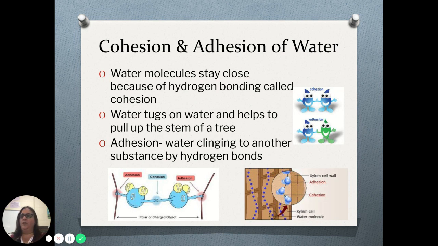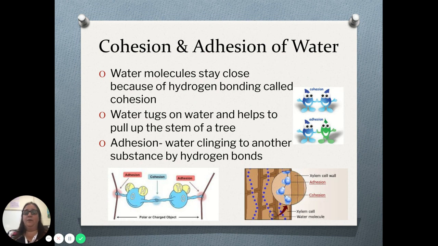Cohesion is when water molecules stick together through that hydrogen bonding: the H is a little bit positive, the O is a little bit negative, and they're attracted to each other. That's called cohesion. They're sticking together. Adhesion is another property of water, which means that water clings to other substances, and again, through hydrogen bonding. So a slightly negative charge would attract the slightly positive part of the hydrogen.